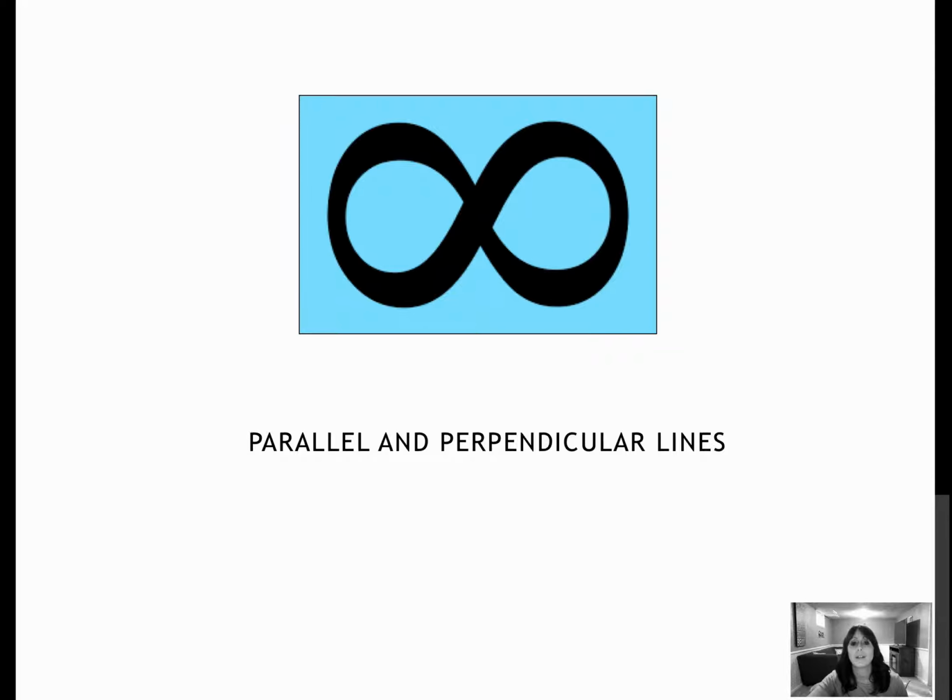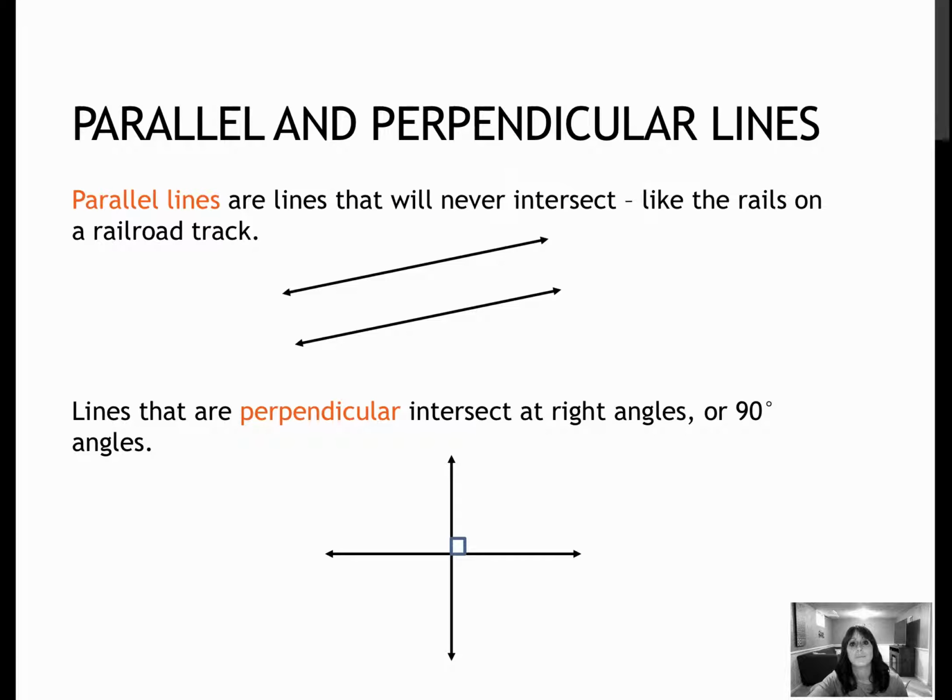Next, we'll talk about lines that are parallel or perpendicular. Parallel lines are lines that will never cross each other. They will never intersect. They kind of run at the same rate, like the rails on a railroad track. So those two lines will never cross each other. Otherwise, that would be really bad for the train.